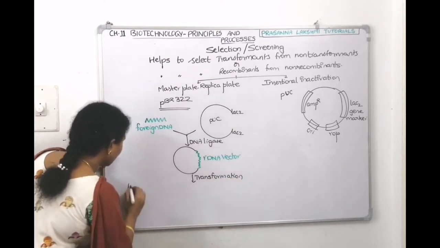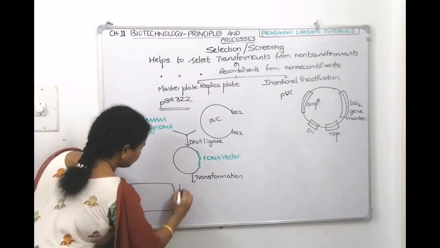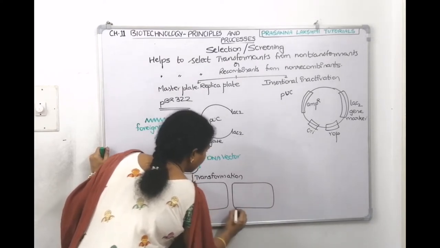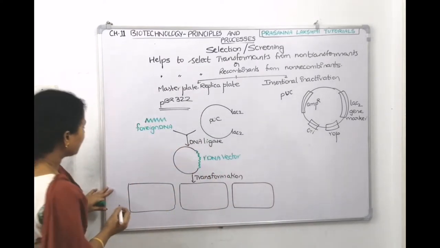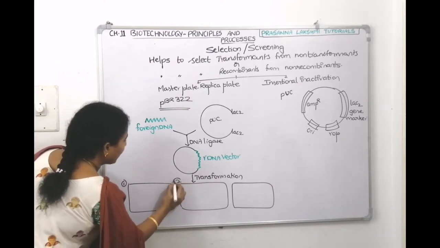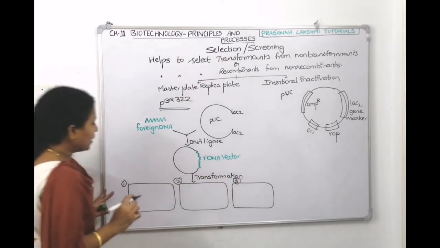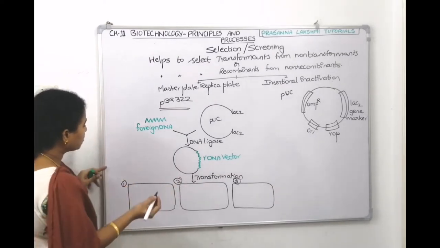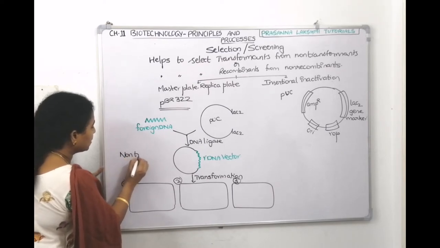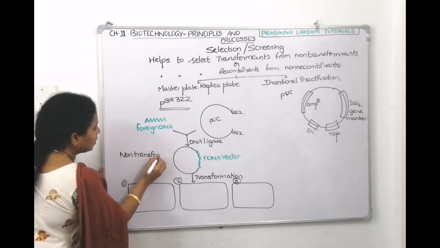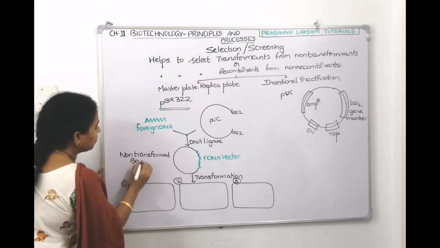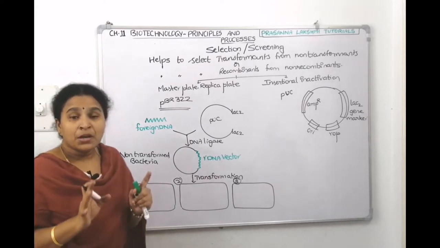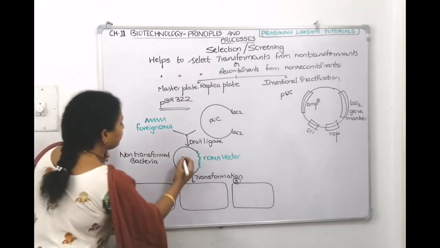So, we know that three categories of bacteria will be there. When we are doing transformation, we have three categories of bacteria, right? This is first bacteria, second bacteria, and the third type of bacteria. Now, the first bacteria did not participate in transformation. So, it is called non-transformed bacteria. Non-transformed bacteria will not have this PUC vector.